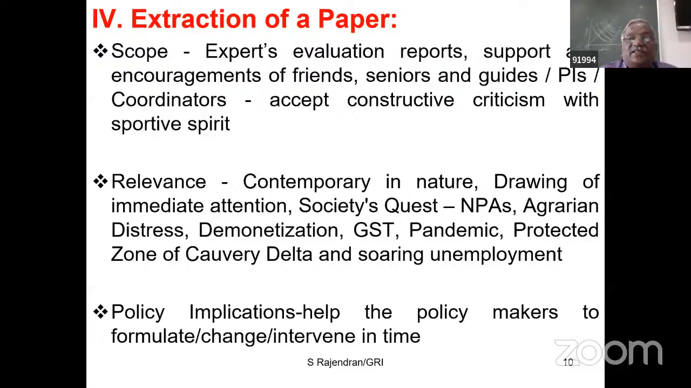in your department, and then guides, and then the principal investigators of the project that you are involved in, and then the project coordinators where you worked. And ultimately, as I recommended in the morning, you have to listen, you have to open your eyes for receiving the constructive criticisms and also suggestions from the peers, the well-wishers, etc., for further improvement of your draft.